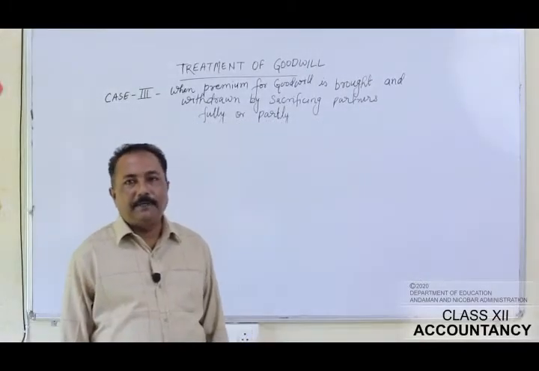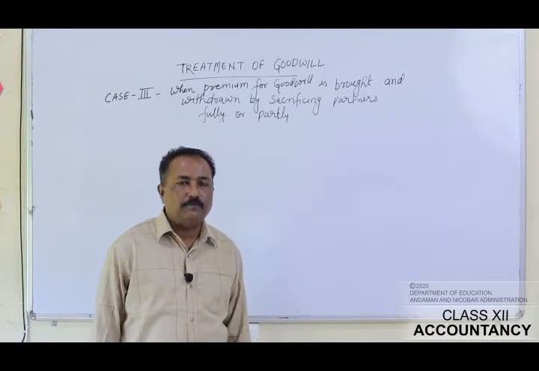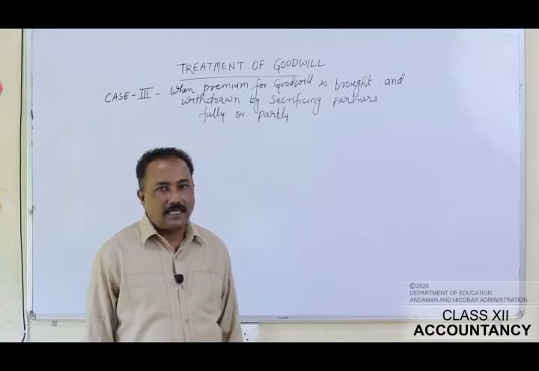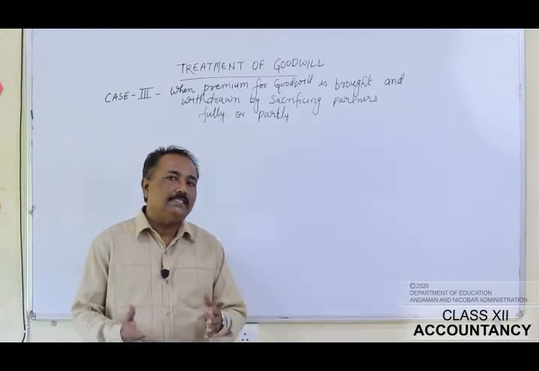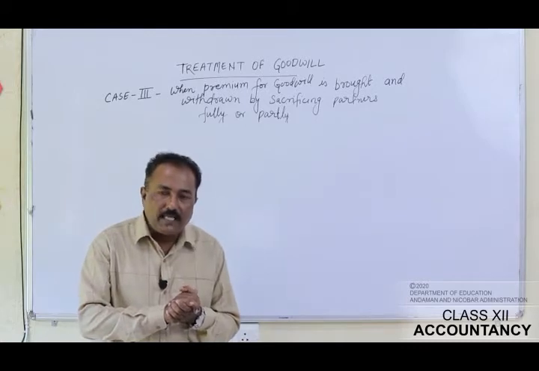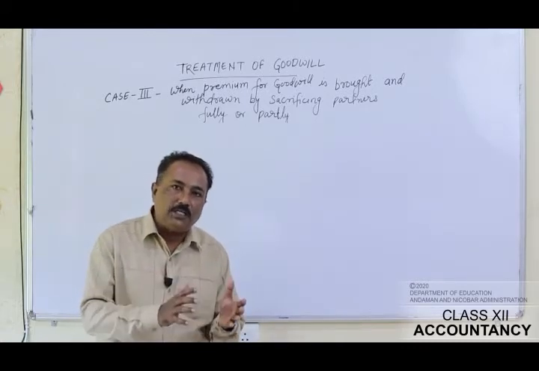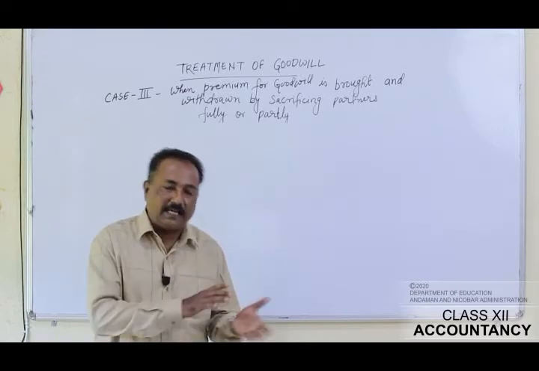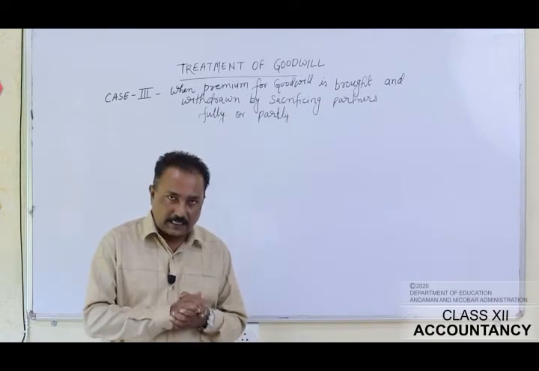Dear students, in the previous class we have seen two cases for the treatment of goodwill. Today we will start with the third case, and the third case is when the new partner is taking admission in the partnership business and he brings his share of goodwill in cash, and that amount is withdrawn either partially or fully by the sacrificing partners. Then in such cases, how we will pass the journal entry?